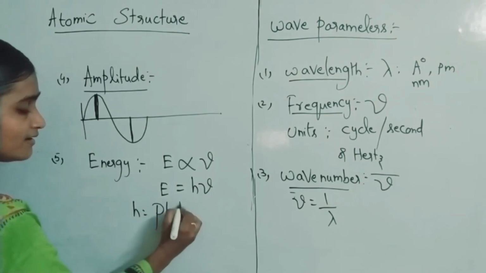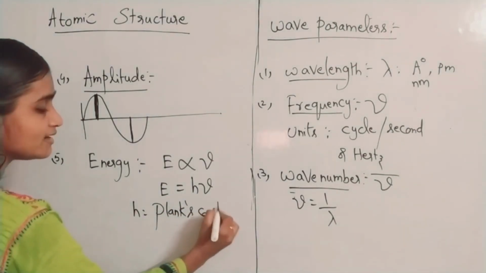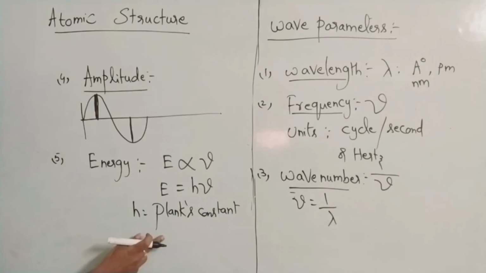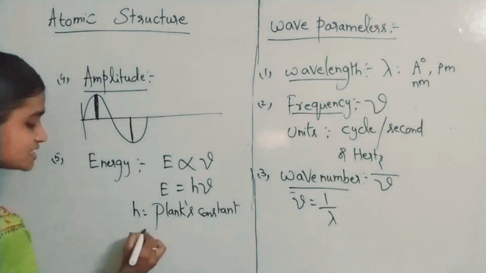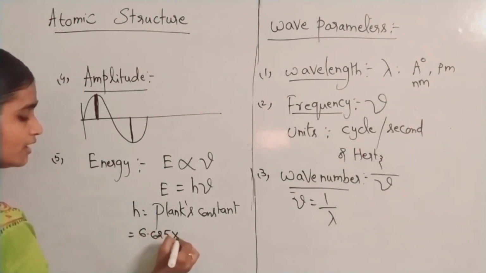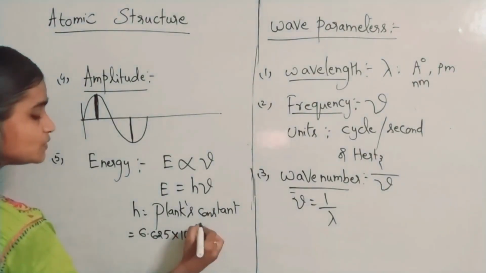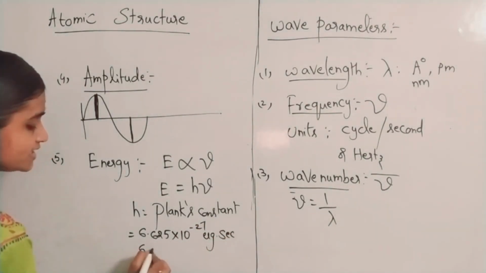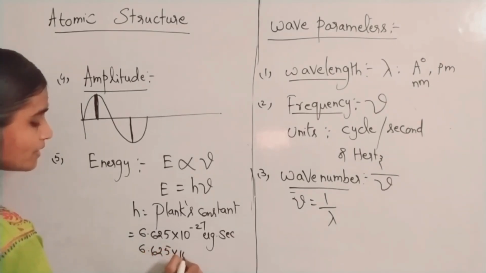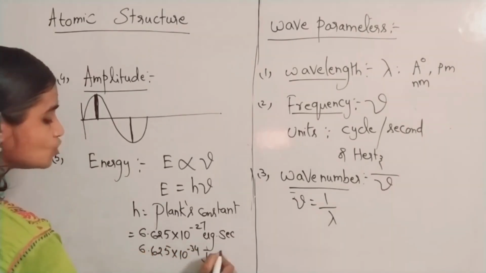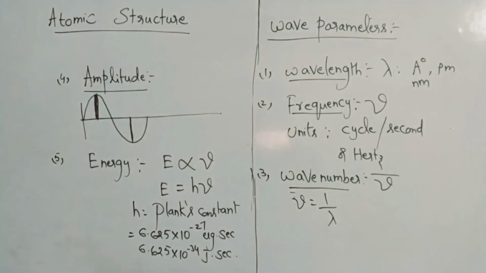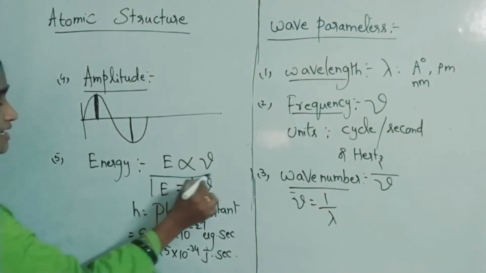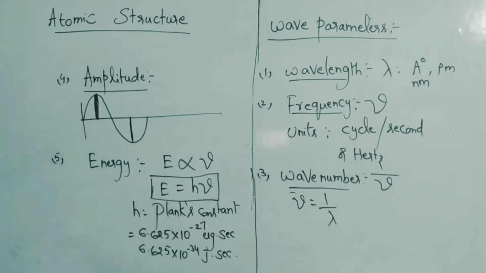Planck's constant. Now, you have the value for Planck's constant. Do you remember how much the value is? 6.625 into 10 to the power of minus 27 erg second, or 6.625 into 10 to the power of minus 34 joule second. So this is the value for Planck's constant, and this equation you can even call Planck's equation. So this is energy, right?